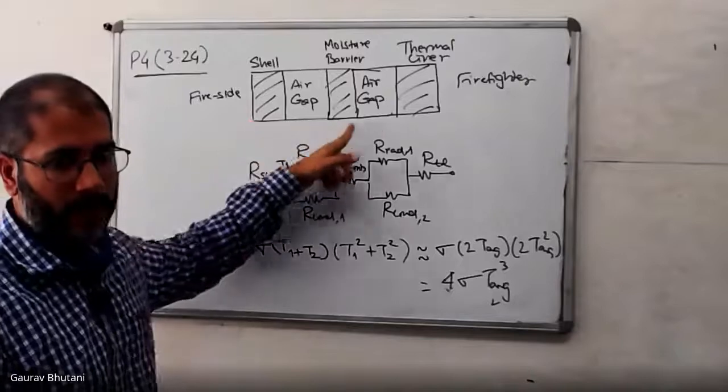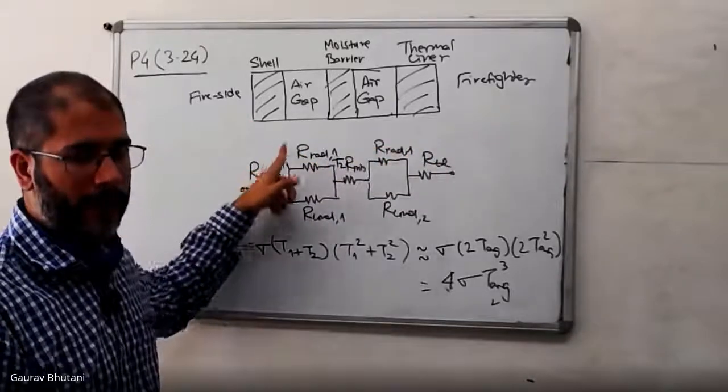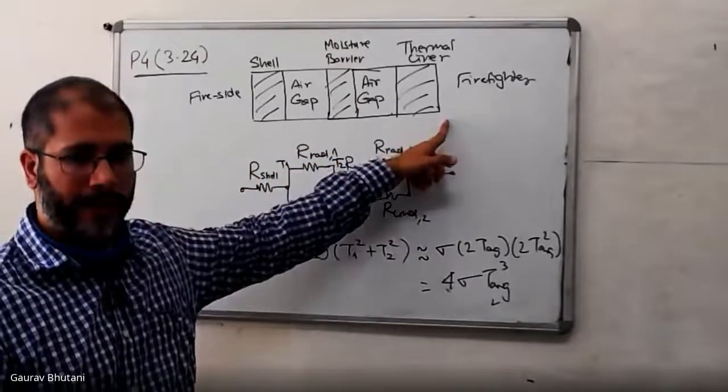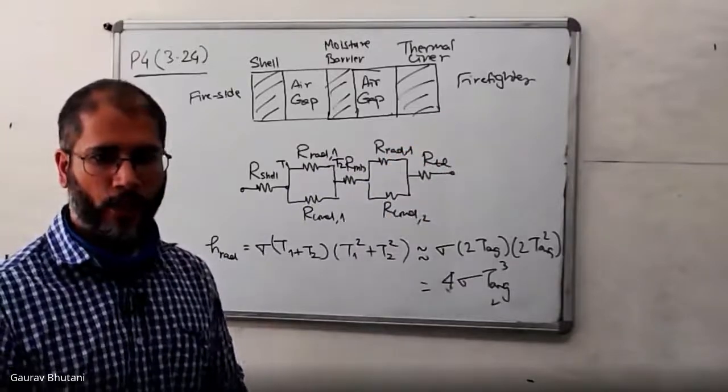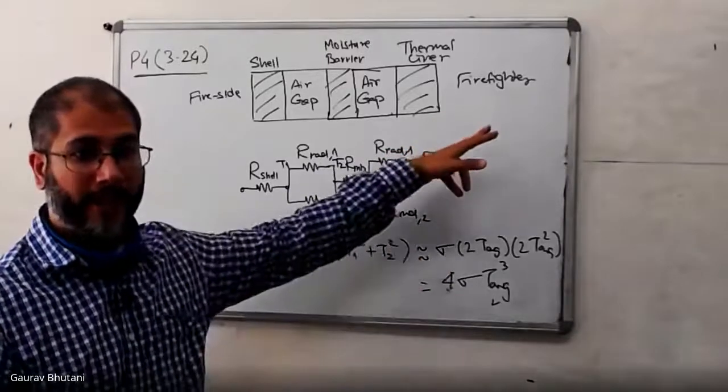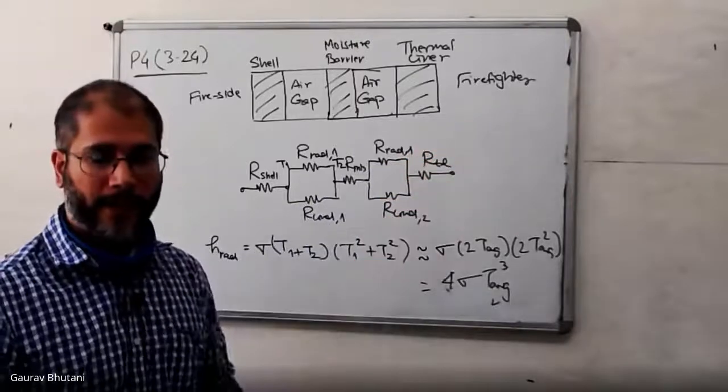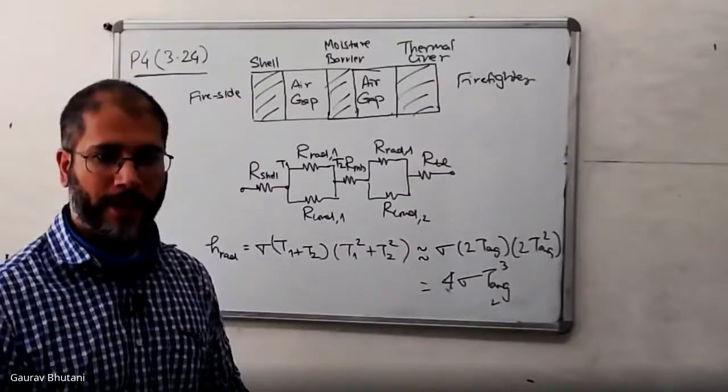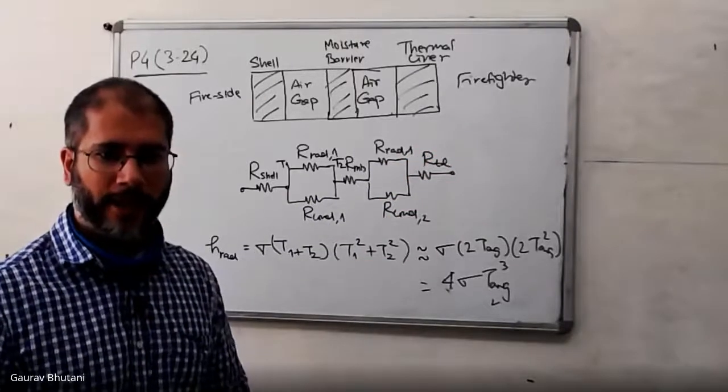Okay, so once you have the net resistance, you can calculate the inside temperature and then see if that inside temperature is too high. So if the inside temperature comes out to be 100 degrees centigrade, then that is not a good design, because you don't want 100 degrees centigrade touching your skin.